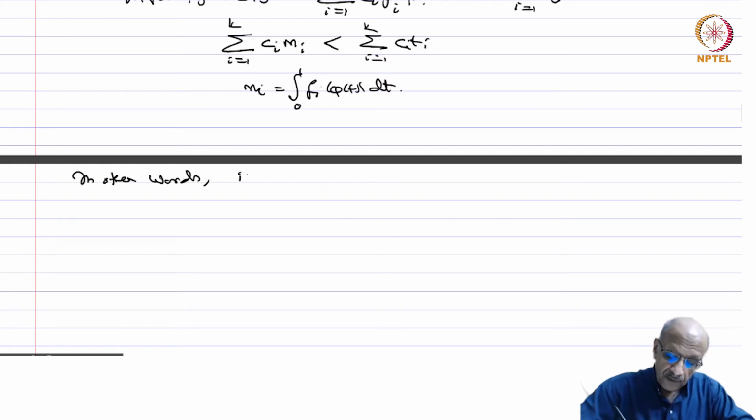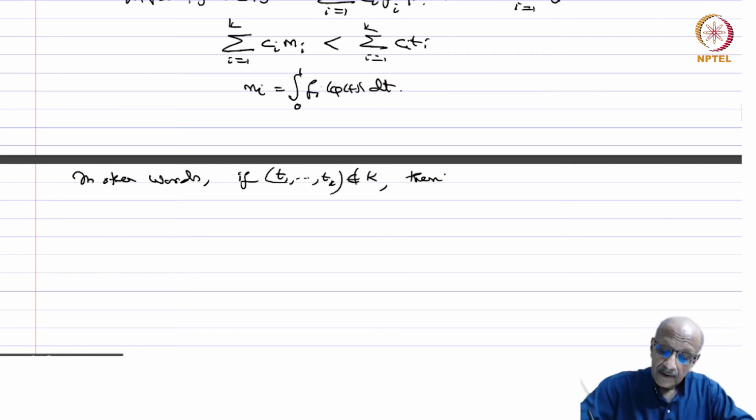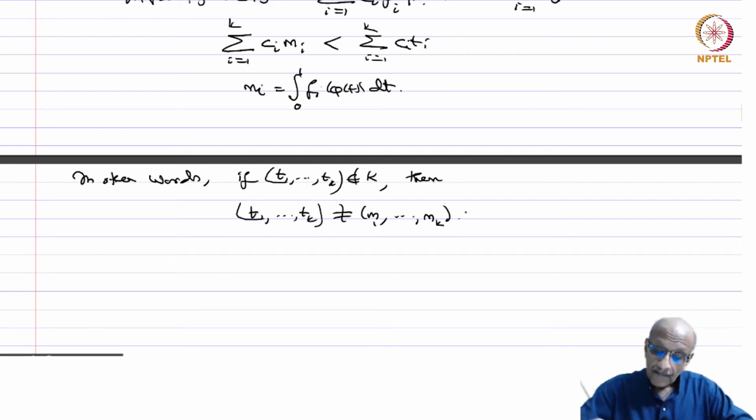if (T1, ..., Tk) is not in K, then (T1, ..., Tk) is not equal to (M1, ..., Mk). So, this implies that (M1, ..., Mk) must belong to K.